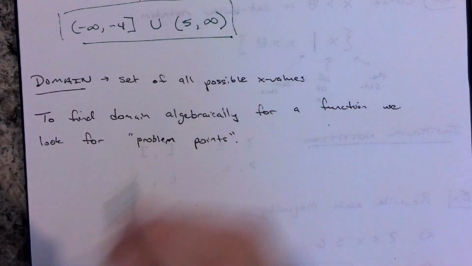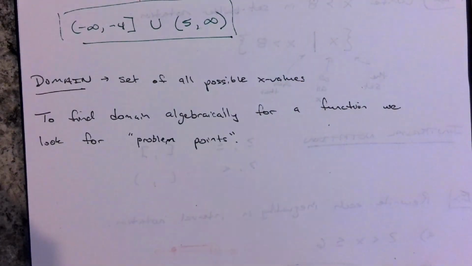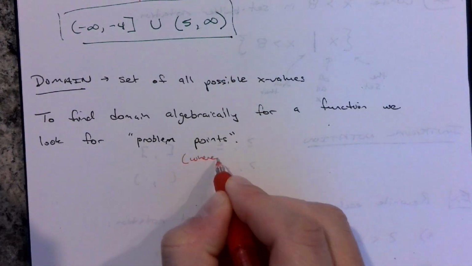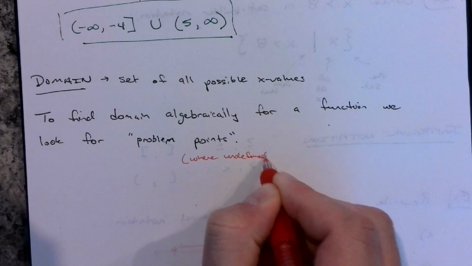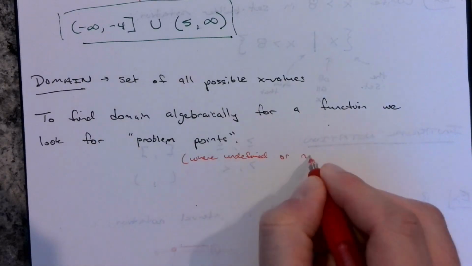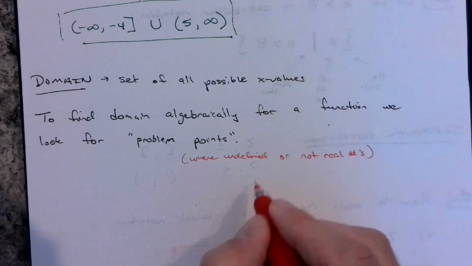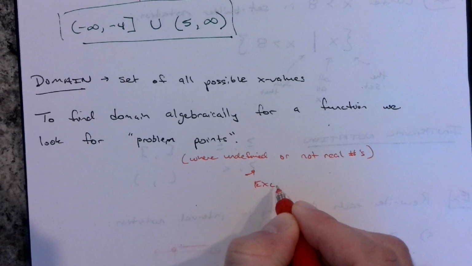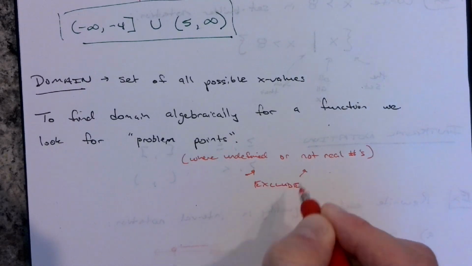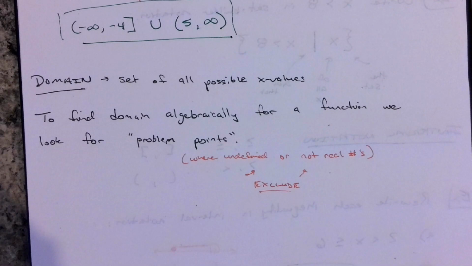When I say problem points, really what you want to do is figure out where the function might be undefined, right? So what I'm really saying is where it's undefined or not real numbers. And you're going to try to exclude these, right? So you want to keep these out of my domain. In other words, you're excluding them because you want to have only the x values that make your function have a y value as well. So they're not part of your domain if they don't give you a real value for your function.